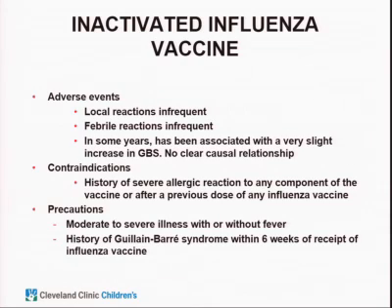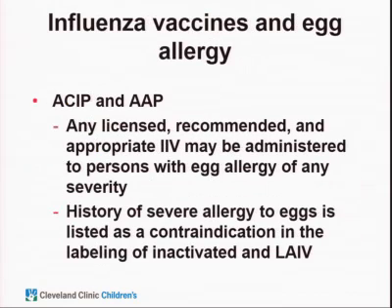And then a precaution, not a contraindication, but a precaution, is a moderate to severe illness with or without fever and a history of Guillain-Barré within 6 weeks of receipt of a previous influenza vaccine. So where are we with egg allergy?